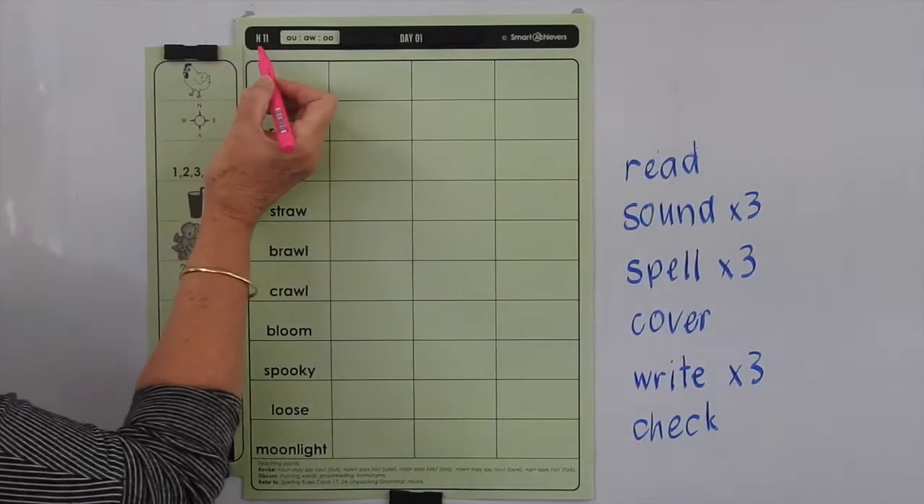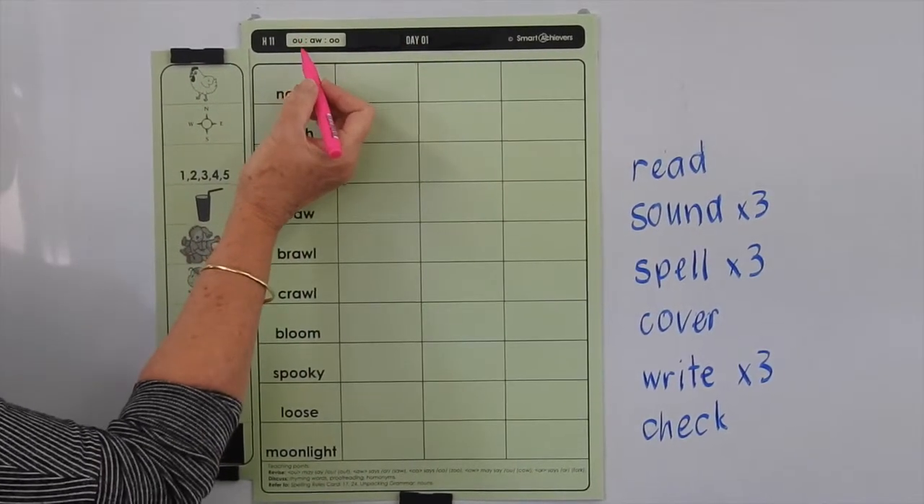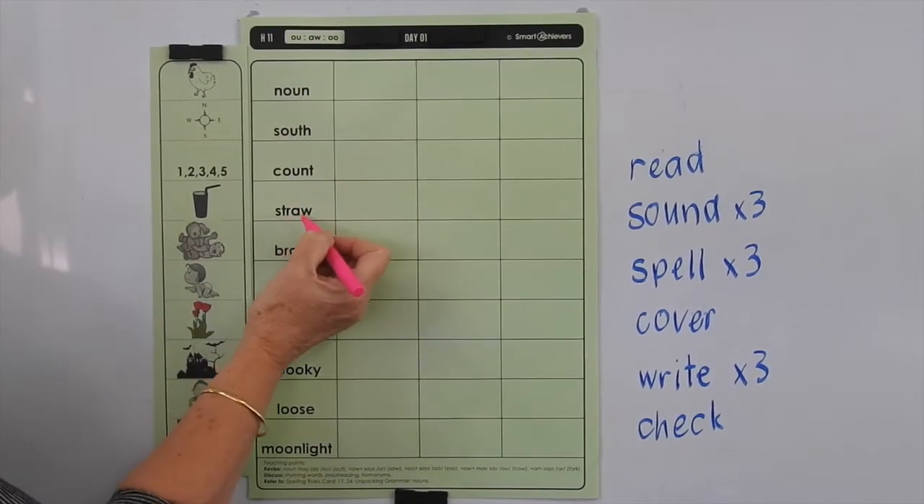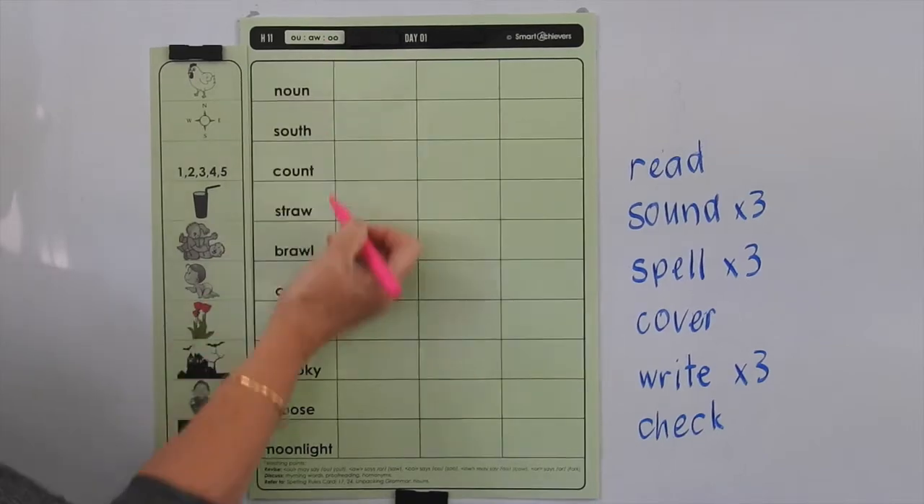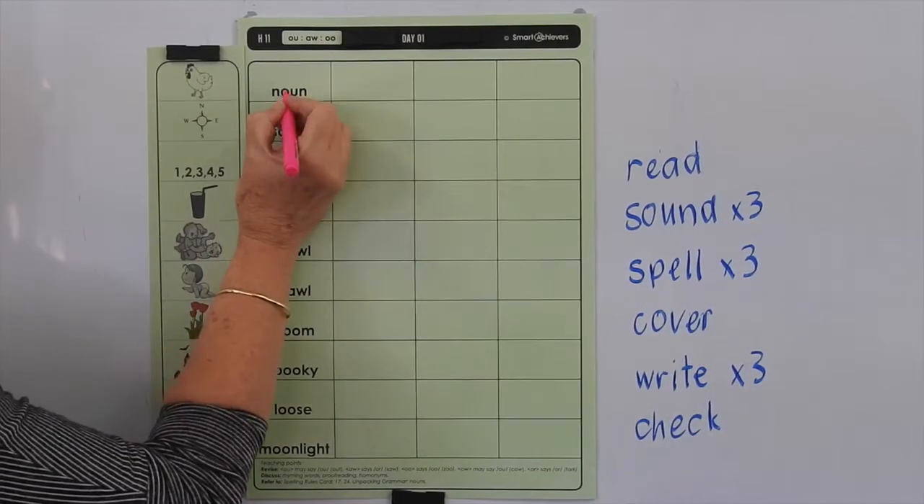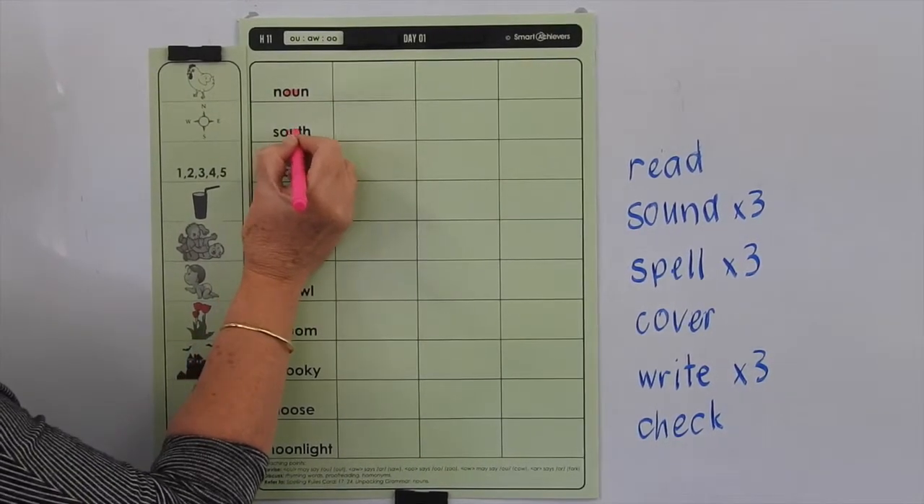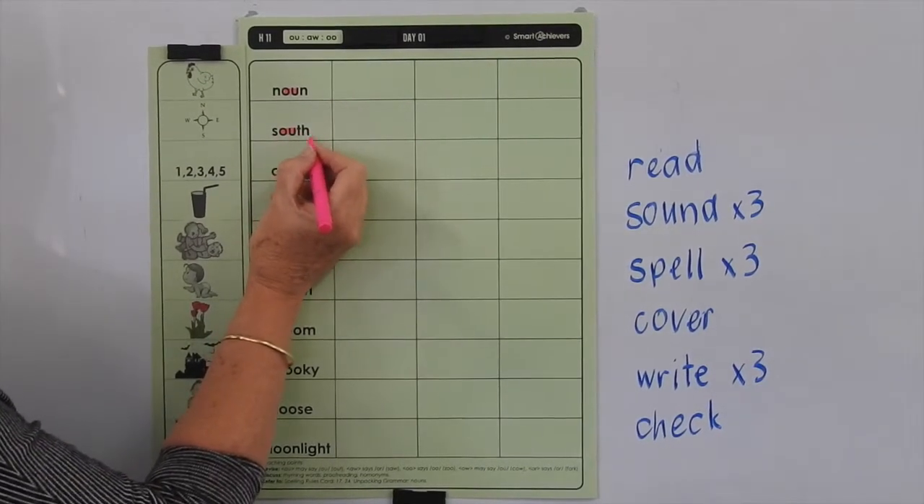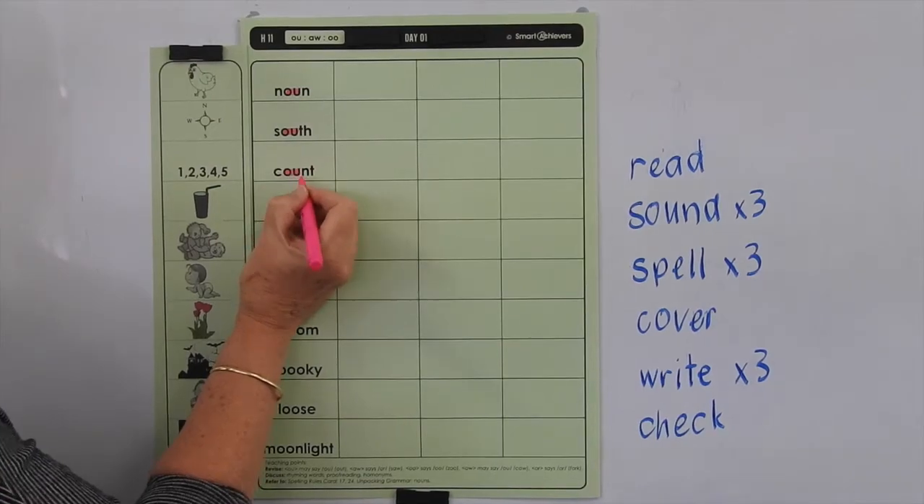Okay, this is H11 day 1 and we're revising 3 sounds. We've got the ow as in noun, the or as in straw, and the oo as in bloom. So let's colour the OU for the ow sound in. We've got n, ow, n, nouns, ow, south, k, ow, n, t, count.